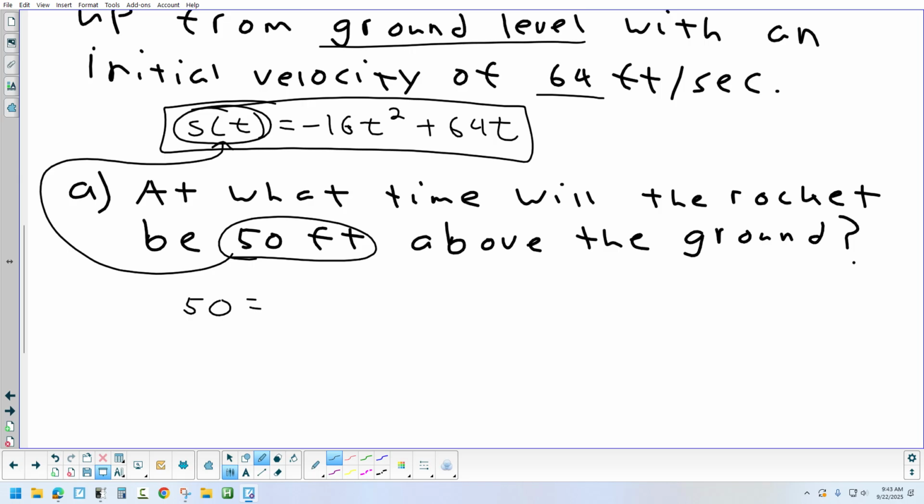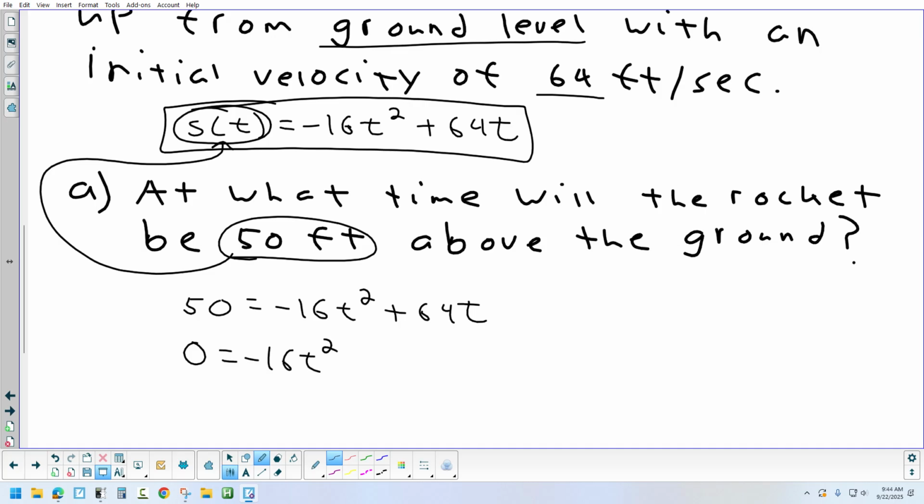Okay, nothing happens on the right-hand side. That stays exactly the same. Negative 16t squared plus 64t. Okay, now, what kind of equation is that? It's another quadratic. And what do we always want to get it equal to? Want to get it equal to 0.